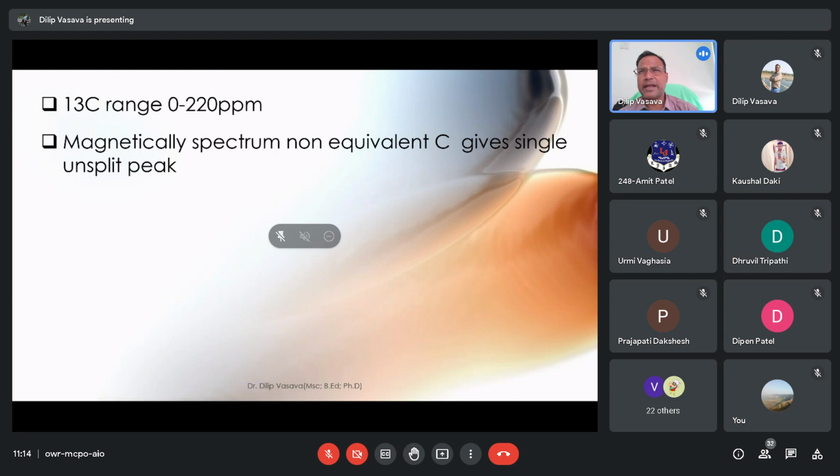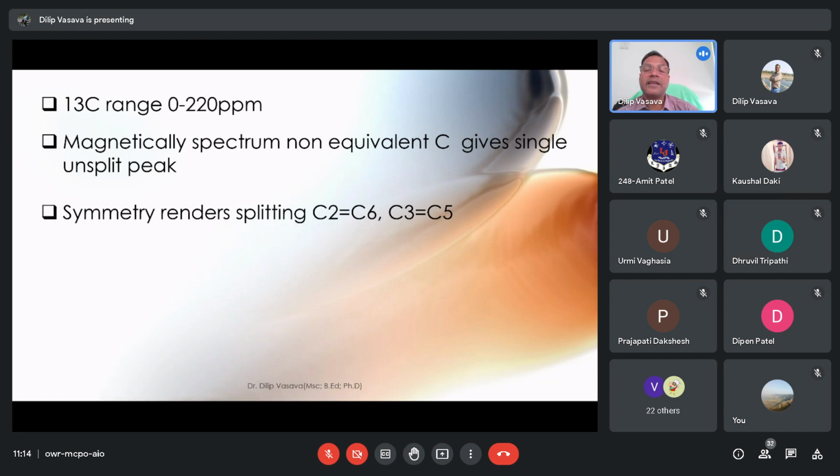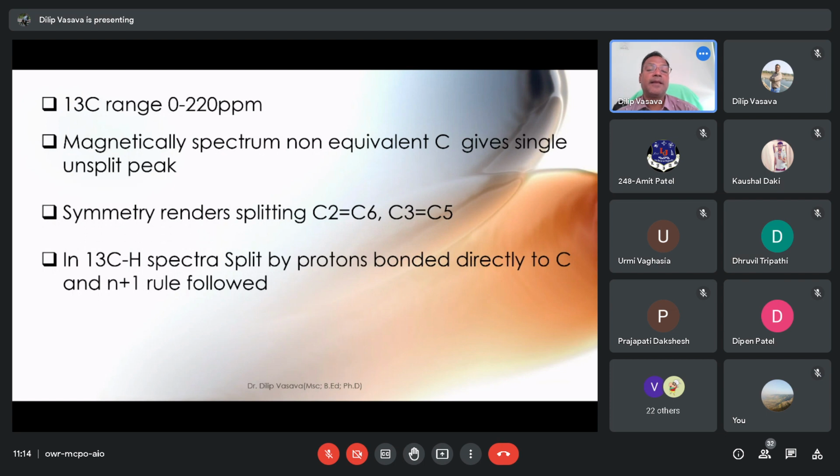So you will not get an exact idea about the number of carbon atoms, but you will get an idea that yes, carbon is there, because in the previous example we said that it is the equivalent proton, but minutely it was mentioned. Symmetry also renders splitting like C2, C6 and C3, C5, as we have mentioned in the previous example. This is very interesting in the 13C. So in 13C 1H spectra, the 13C is split by the proton bonded directly to the carbon.